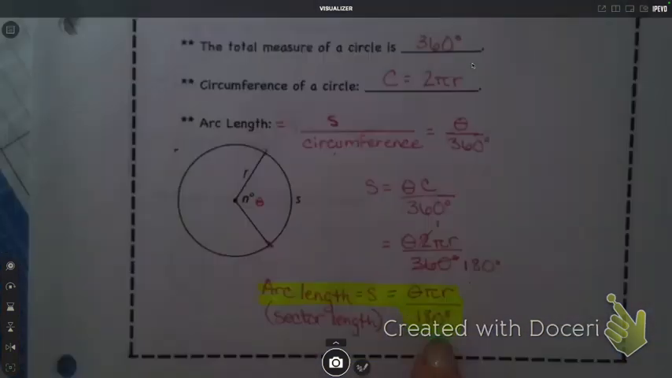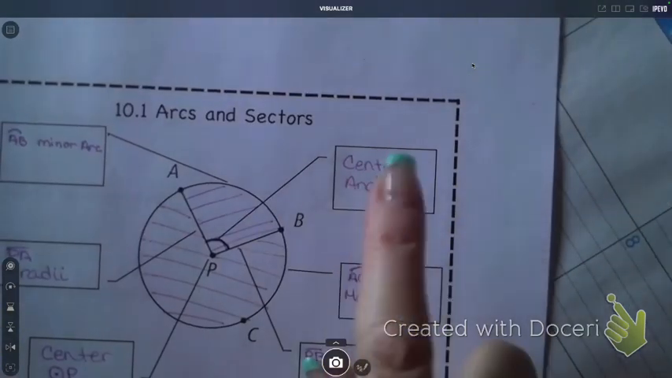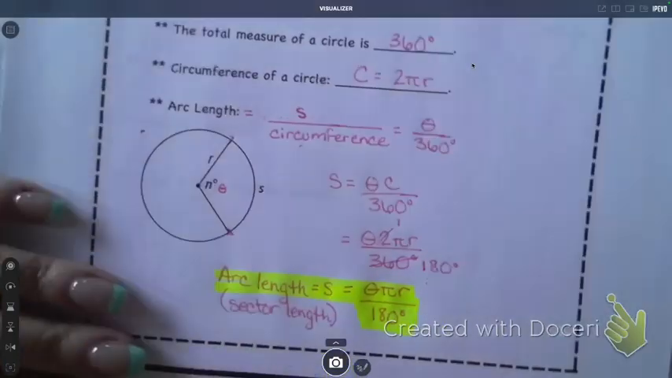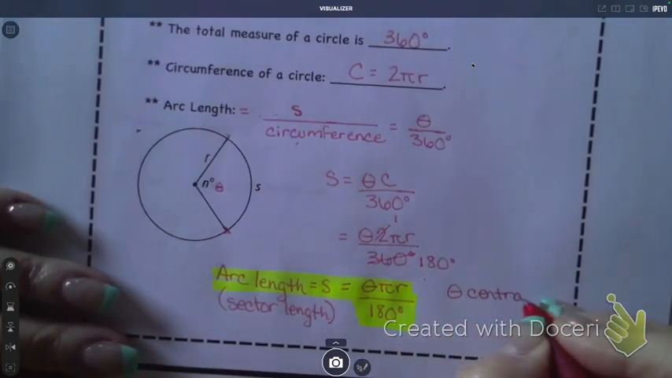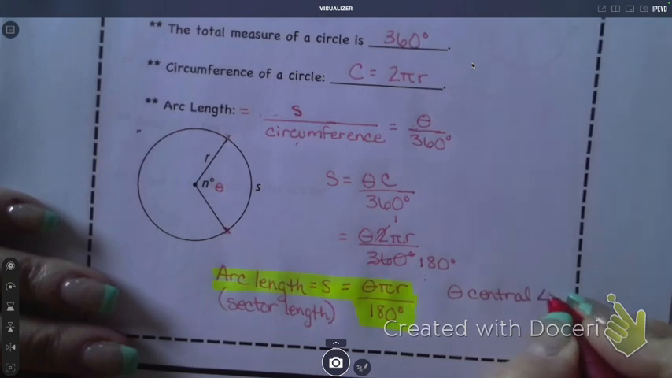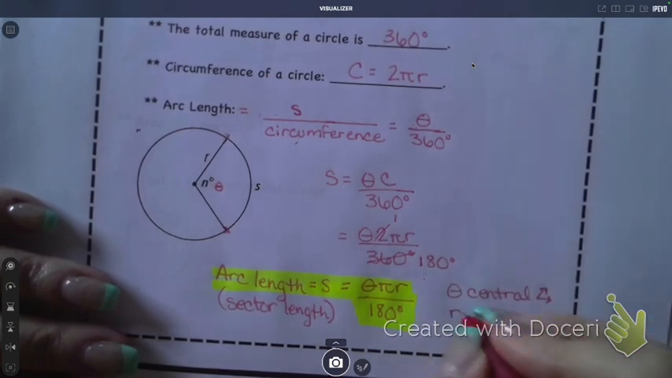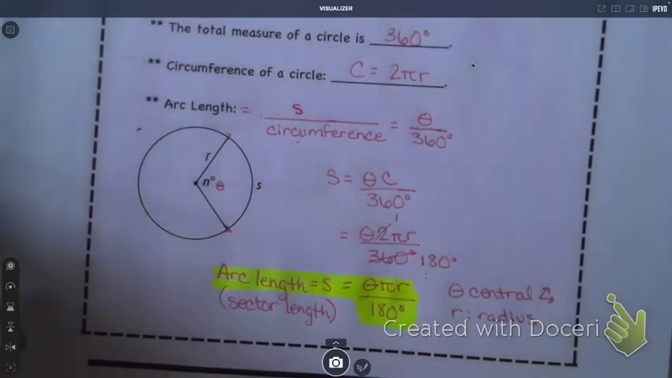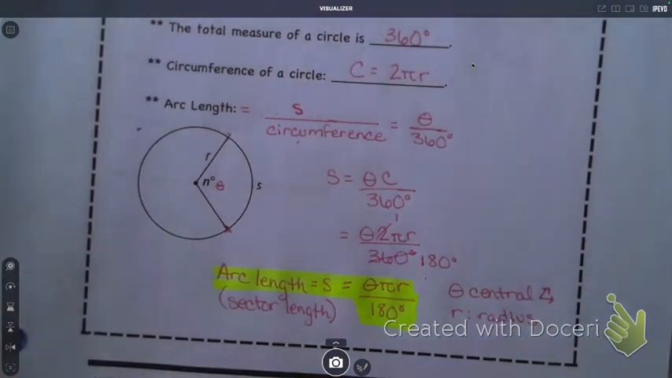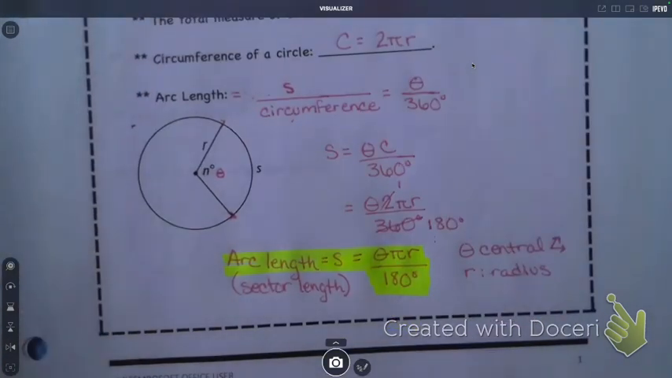Yes. Okay, what is theta? What did we call that? The central angle. So theta is the central angle. If you want to abbreviate, you can just put an angle symbol, right? What's R? Radius. Pi is pi, right? And 180 is 180. So there's your formula. That is how to find the arc length.